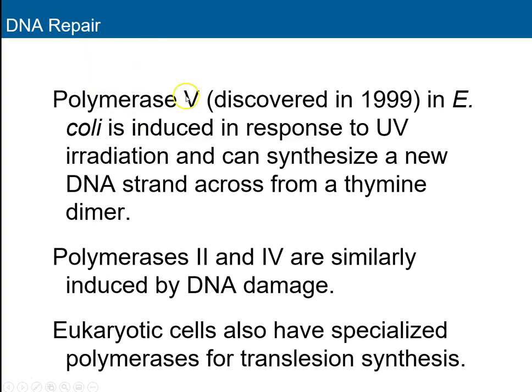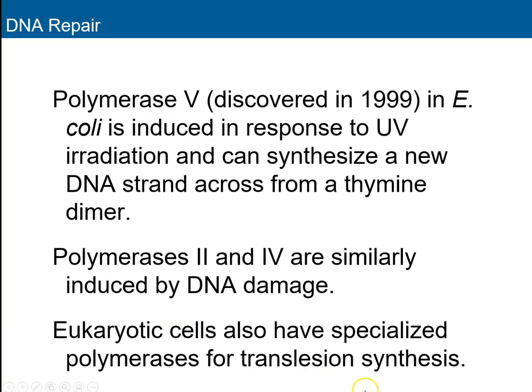So polymerase V was discovered in 1999, so that's getting closer to your birth dates, in E. coli, and it is a specific polymerase that's induced in response to UV radiation, and it can synthesize new DNA strands across a thymine dimer. So the UV radiation would induce that thymine dimer, and this specific polymerase will be activated to replicate across. Polymerases II and IV are also induced by DNA damage. So bottom line, this is just giving you a brief description, examples of how there are these specific types of polymerases that have been identified.